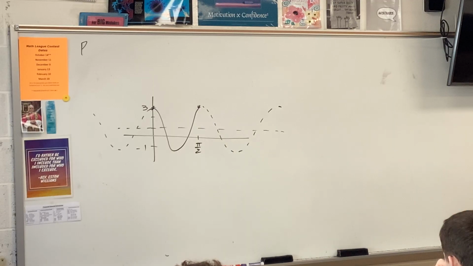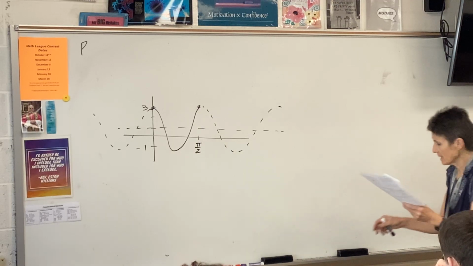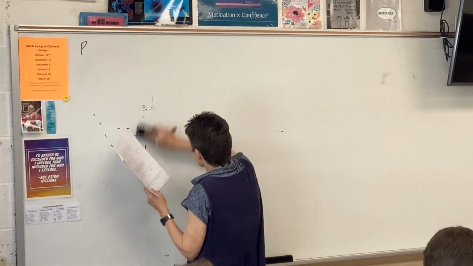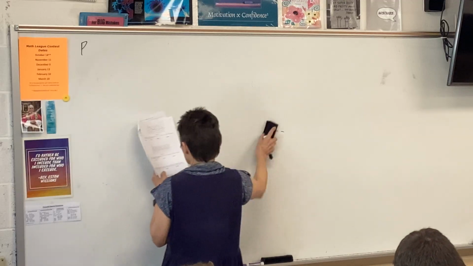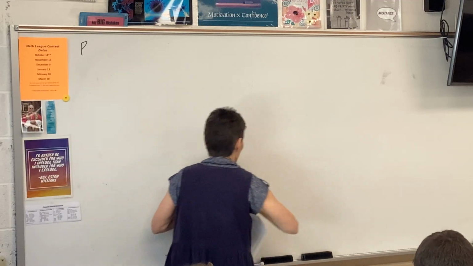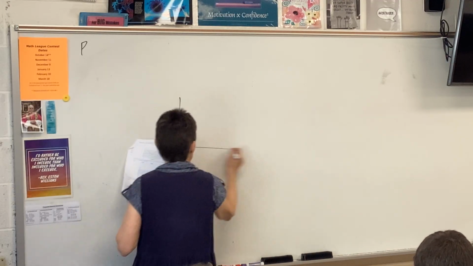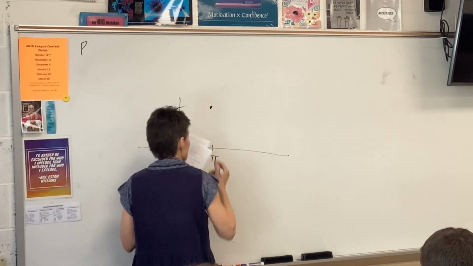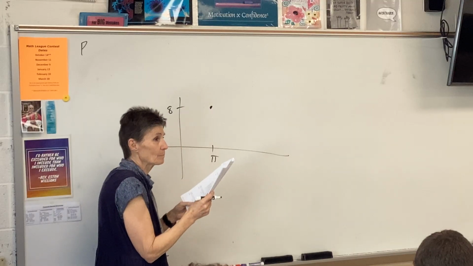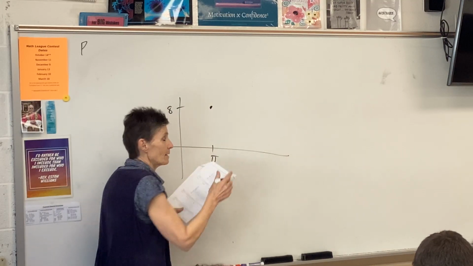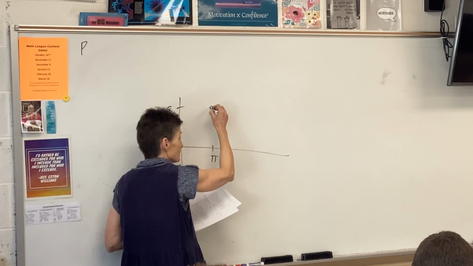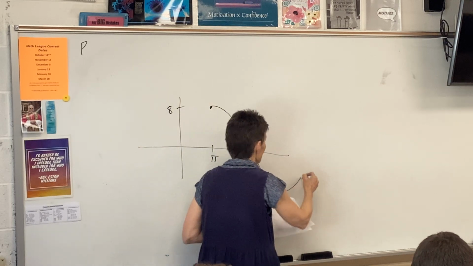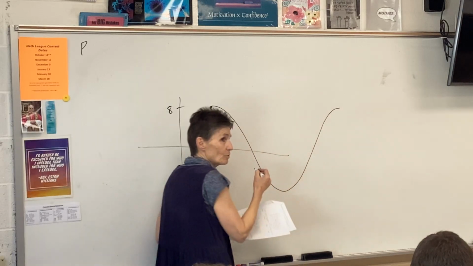All right, example 3. We have a sinusoidal function that has a maximum at the point (pi, 8). So here's pi, here's 8. That's the maximum. Now that means it's the top of the hill. Here would be the bottom of the valley, and here would be another top of the hill. Would you agree with that?